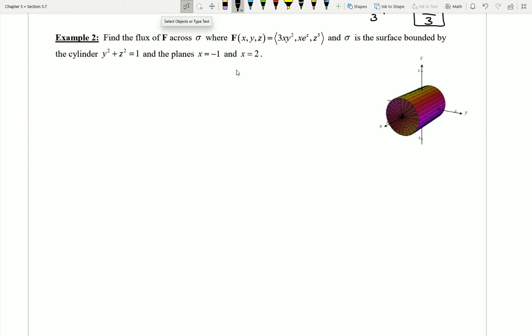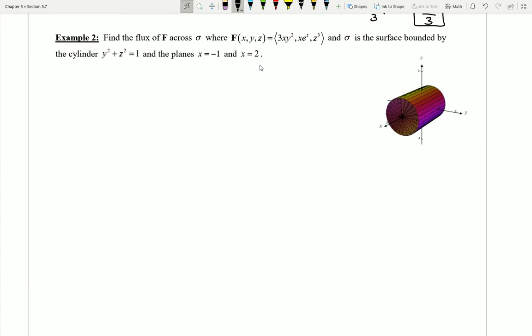Now let's turn our attention to example number 2. I want to find the flux of F across sigma, where F is given by this vector field, and sigma is the surface that's bounded by the cylinder and these two planes. That's the plane x equals -1, which would be over here at the back, and x equals 2, which is over here at the front. So I get this kind of can-like shape, and that's what I want to work with.